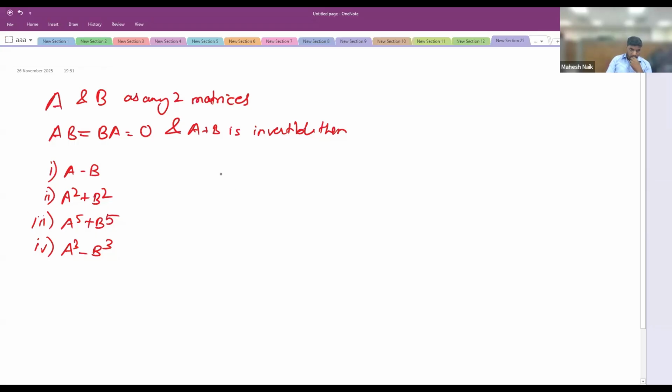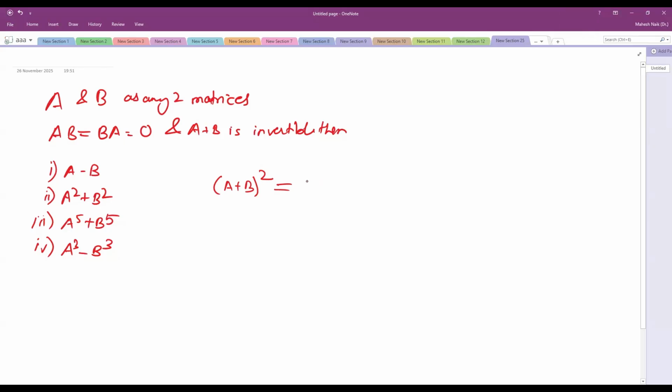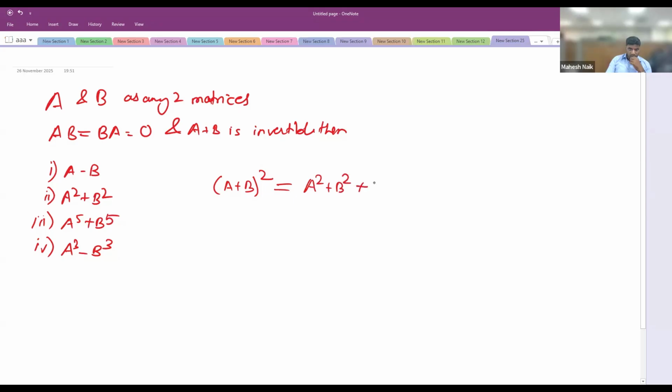So if I take A plus B the whole square, we know that this is invertible because A plus B is invertible. Okay, and if I expand this, I will have A square plus B square plus AB plus BA. But it's given that AB plus BA is equal to 0. So what we remain with is A square plus B square, and this is already known to be invertible, so A square plus B square is invertible.